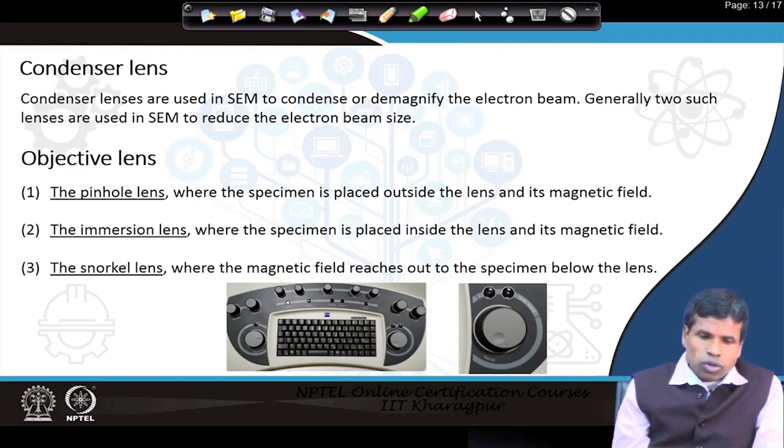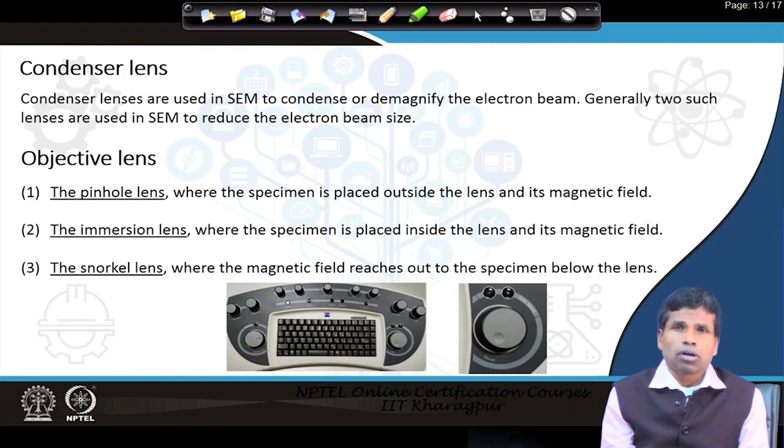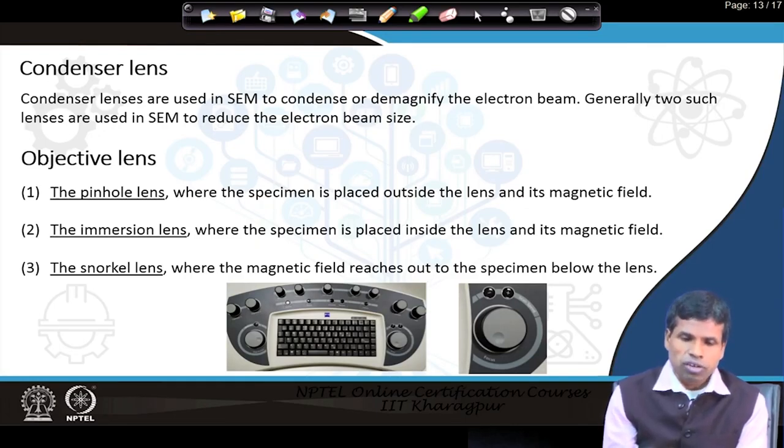Then after the condenser lens, we have the objective lens, which is the final lens in the electron column. It focuses the electron beam onto the specimen, and additionally it demagnifies the electron beam. There are three types of objective lens we use. One is the pinhole lens, where the specimen is placed outside the lens and its magnetic field. Then we have the immersion lens, also called in-lens. The pinhole lens is also called out-of-lens because the sample is placed outside the lens. In the immersion lens, the specimen is placed inside the lens and its magnetic field. Then we have the snorkel lens, a semi-in-lens, where a magnetic field reaches out to the specimen below the lens.